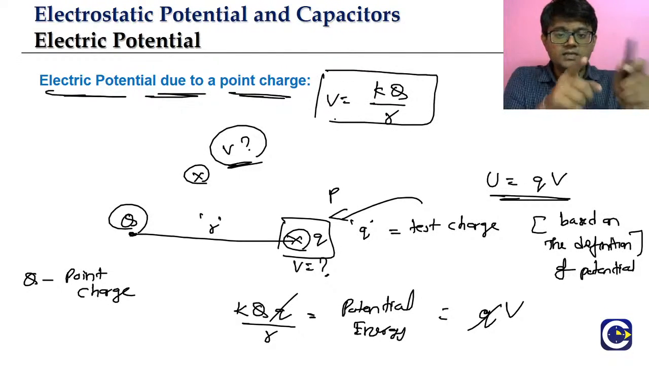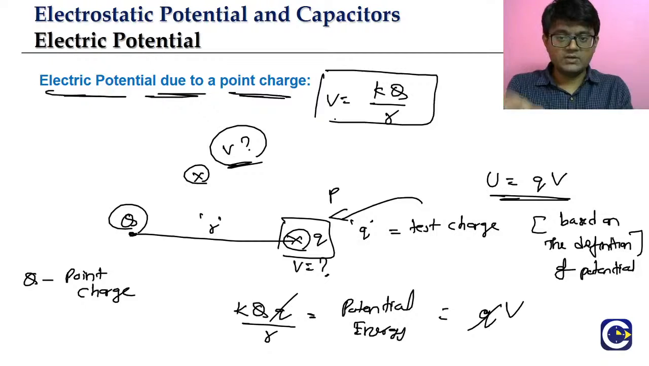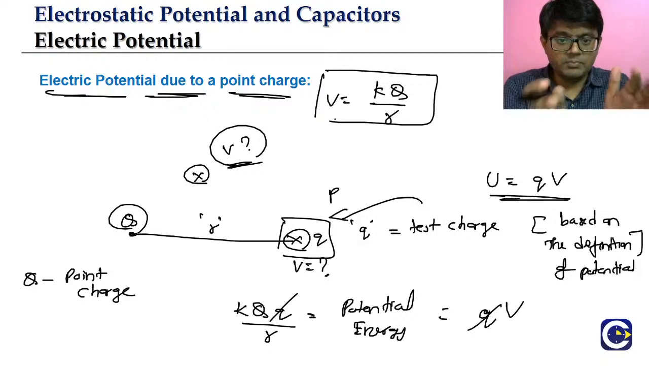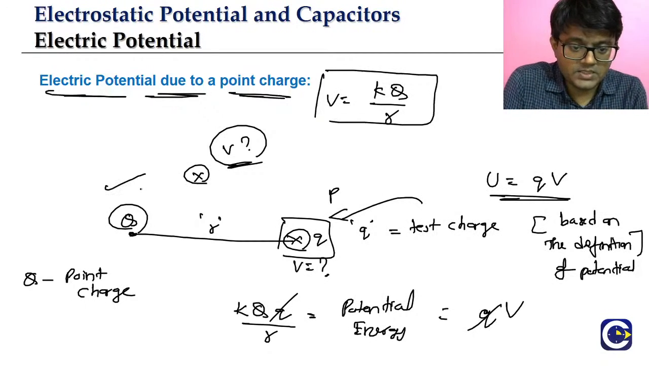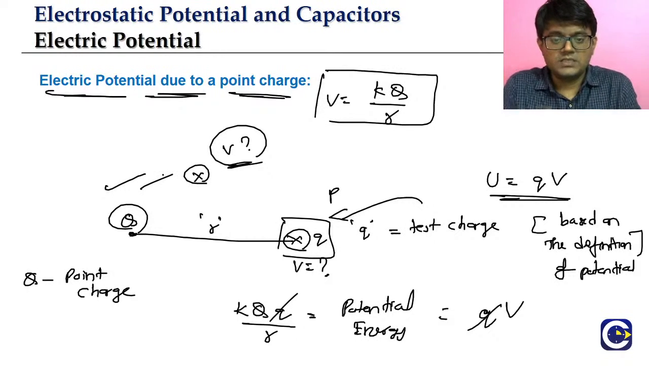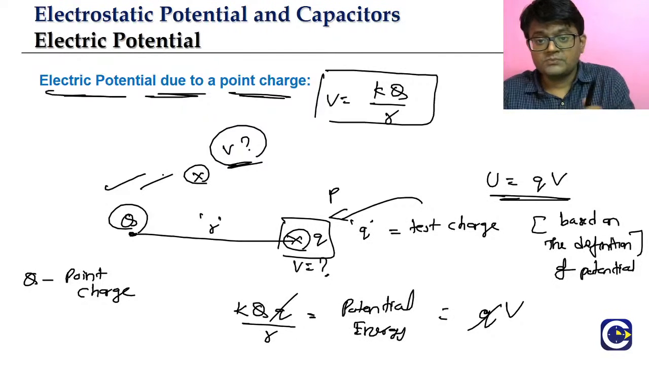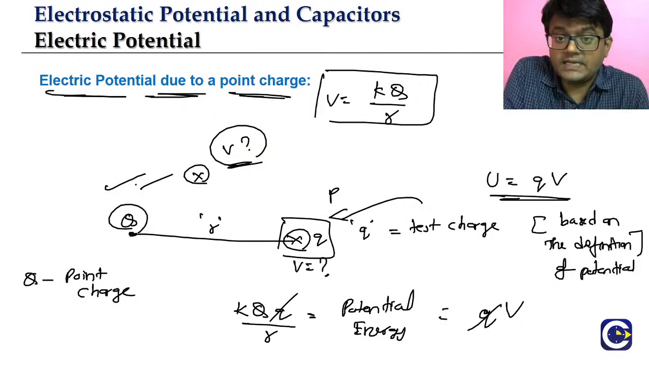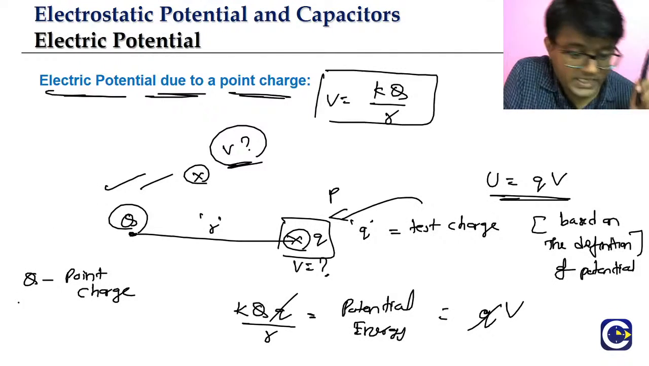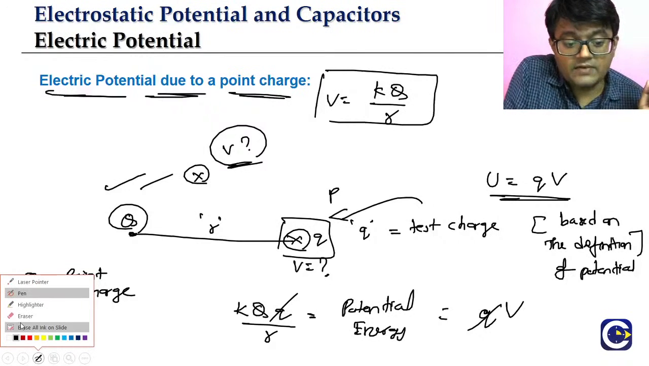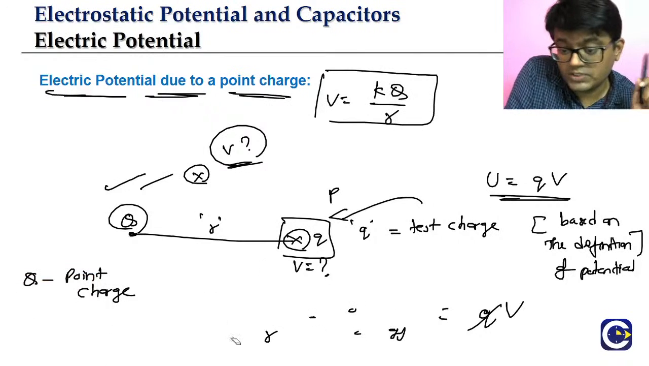So the test charge value will cancel. The potential is developed by the point charge, the point charge capital Q, right, at a distance r from it. What is the electric potential it is developing? Kq by r. Okay. From this, we'll have some important conclusions.